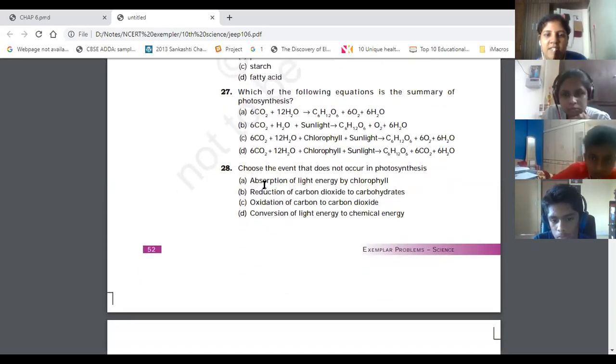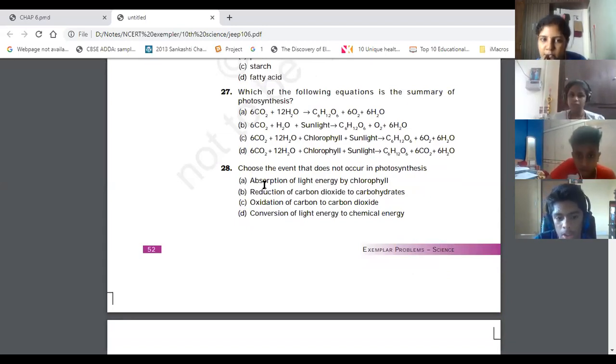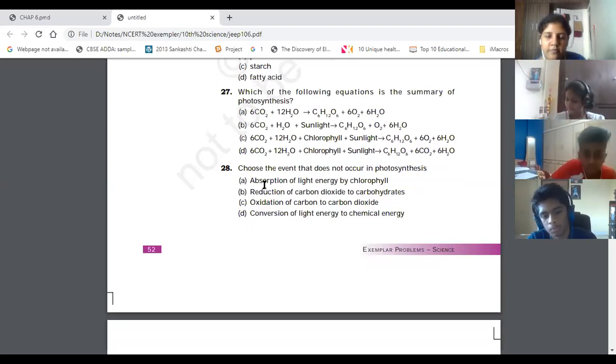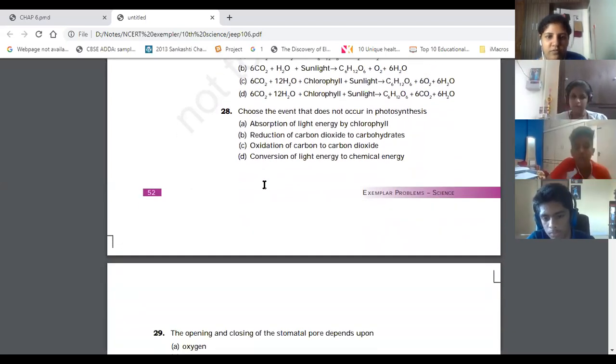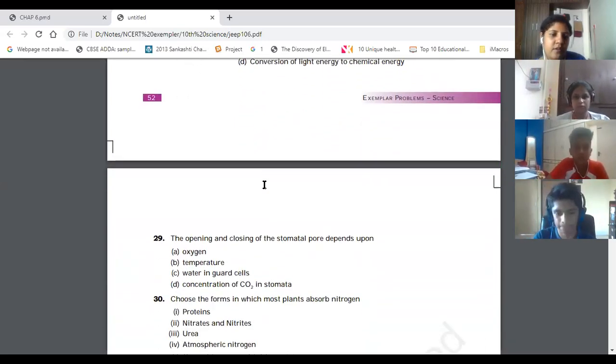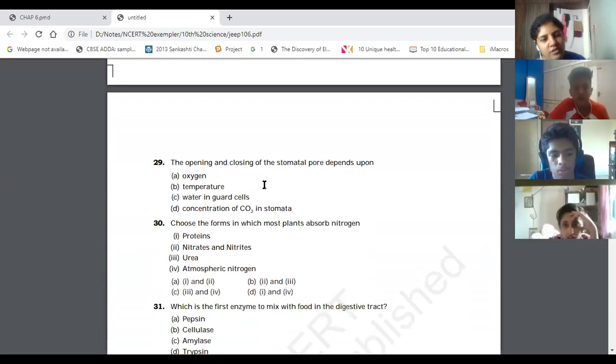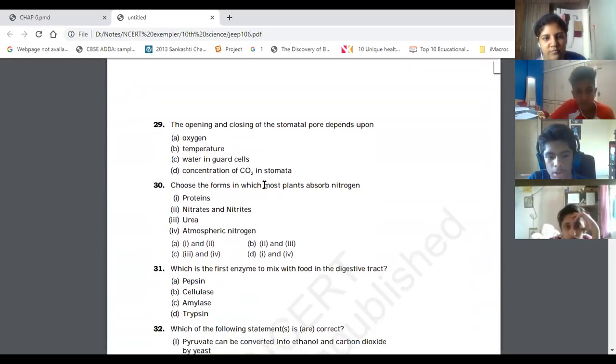Choose the event that does not occur in photosynthesis. C, oxidation of carbon to carbon dioxide, that won't take place. Reduction of carbon dioxide is right. The opening and closing of the stomatal pore depends upon water in guard cells.